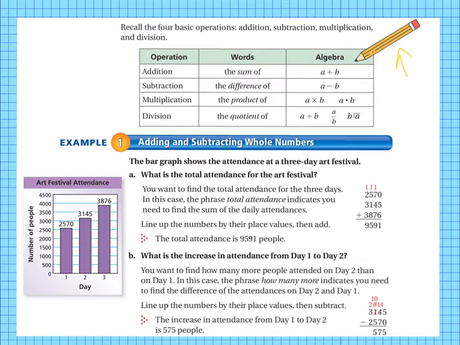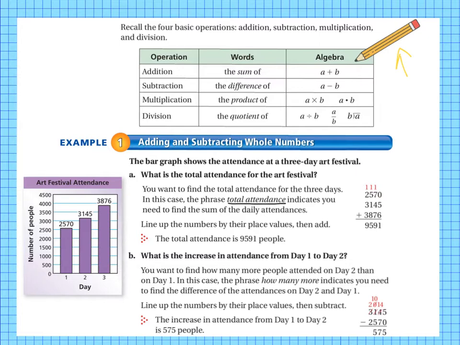Now we'll take a look at example 1, adding and subtracting whole numbers. The bar graph shows the attendance at a 3-day art festival. What is the total attendance for the art festival? You want to find the total attendance for the 3 days. In this case, the phrase total attendance indicates you need to find the sum of the daily attendances.